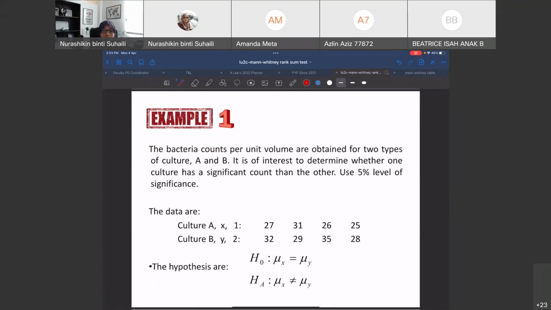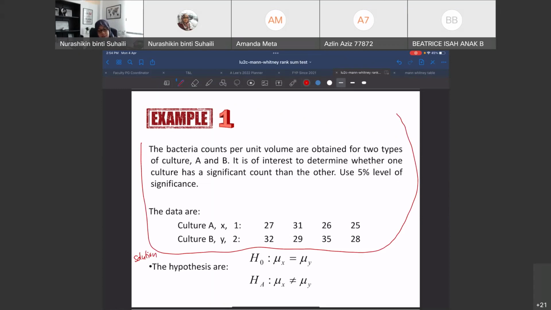The bacteria counts per unit volume are obtained for two types of culture, A and B. It is of interest to determine whether one culture has a significantly different count than the other. Use a 5% level of significance. Okay, so given this problem, the question is actually up to here. So this is the question, and this one is already the solution.